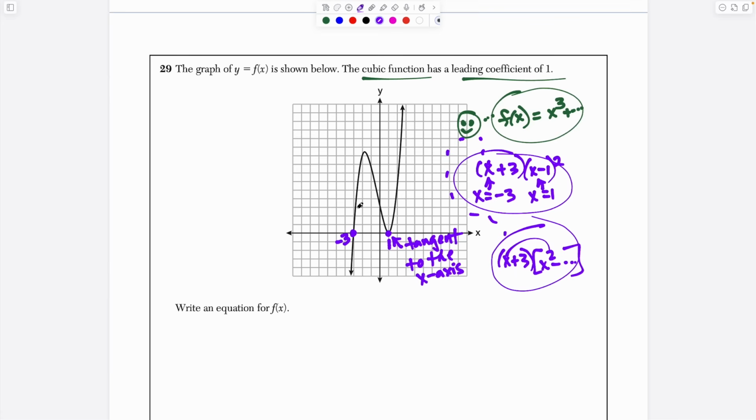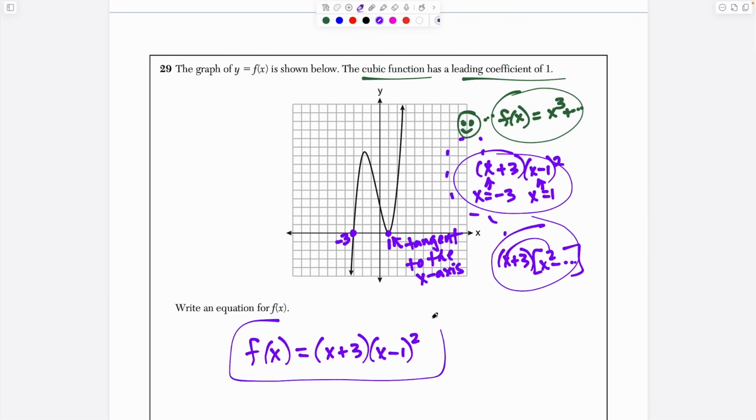So now we're going to write out our equation for f of x. We're going to say f of x equals, and we write out the first factor here, x plus 3, and we're going to leave it with just this power 1. And then the second factor, x minus 1, is going to have a square attached like this. So here's our equation for f of x.